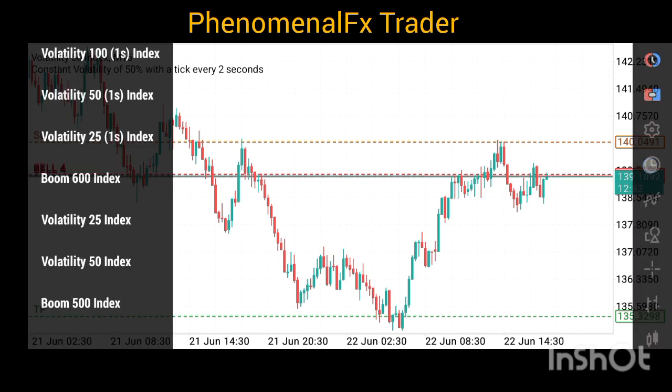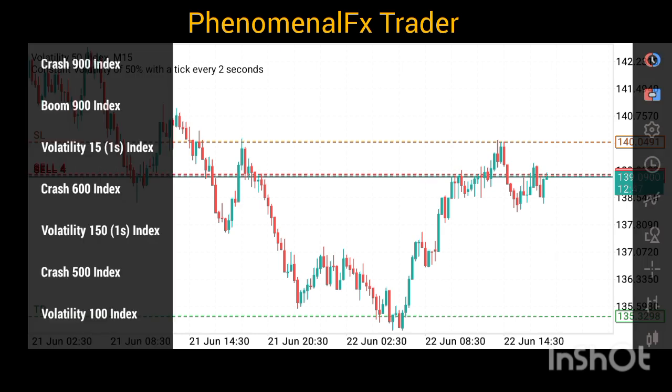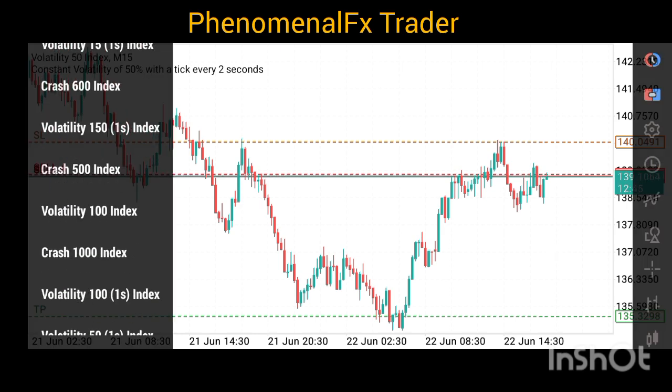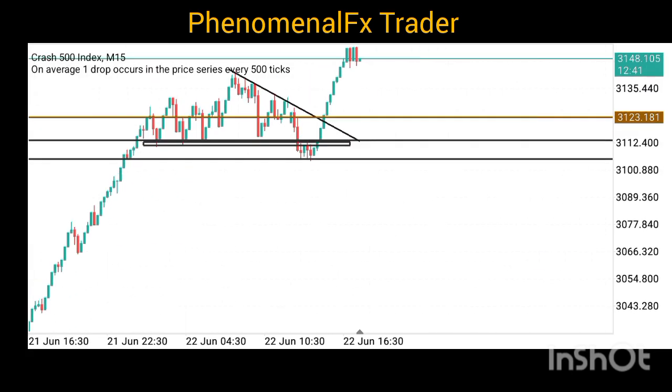And there is a trade I missed on this particular pair. Which pair is that? Crash 500 index. Still the same thing I've been explaining to you. Now look at what is happening here now. You can see the market is consolidating with this on the 15 minutes time frame.